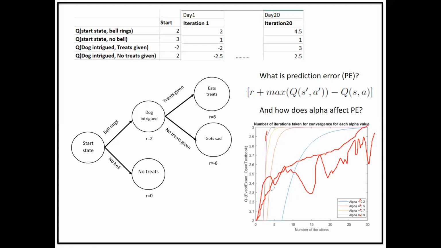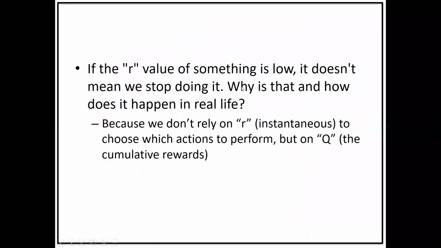So if your alpha rate is really high, you might go all over the place and not converge at the true Q value. So it's a fine balance that you need to have here. So the alpha value essentially weights the prediction error and shows you how quick or how slow you reach your true Q values. Okay, the next question was, if the R value of something is low, it doesn't mean we stop doing it. Why is that, and how does it happen in real life?